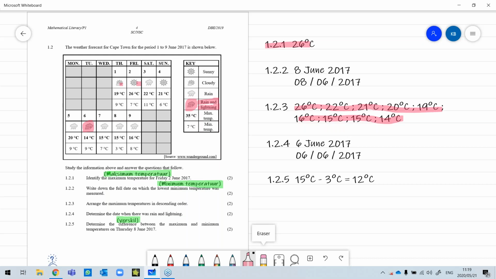Question 1.2.5. Determine the difference, bepaal die verskil, between the maximum and the minimum temperature on Thursday, 8th of June 2017. So, here's the 8th. Bepaal die verskil tussen die minimum en die maximum temperatuur. So we're going to take the maximum temperature of 15, subtract the minimum temperature of 3 degrees Celsius, and that gives us a final answer of 12 degrees Celsius.